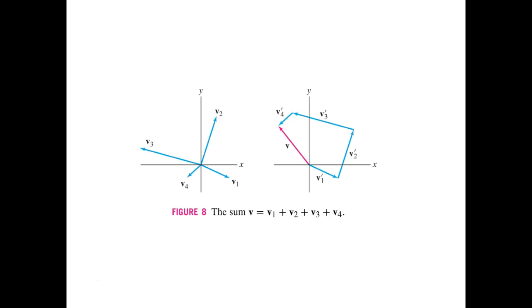All right, so that's how you add. And I wouldn't call this the parallelogram law. That's definitely not a parallelogram anymore, but it would be a polygon. So I call this the polygonal way. Now, so that's how you add vectors.